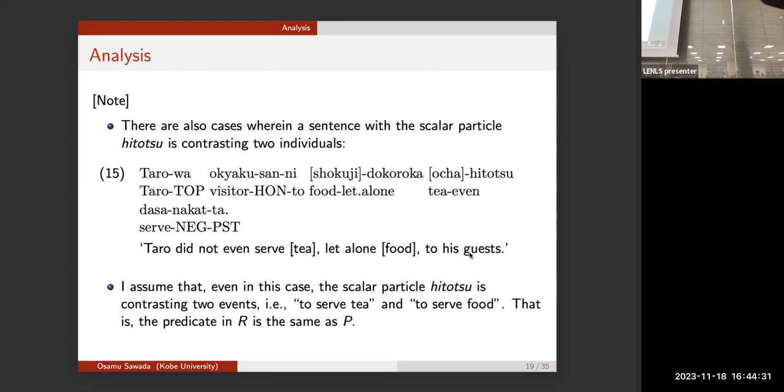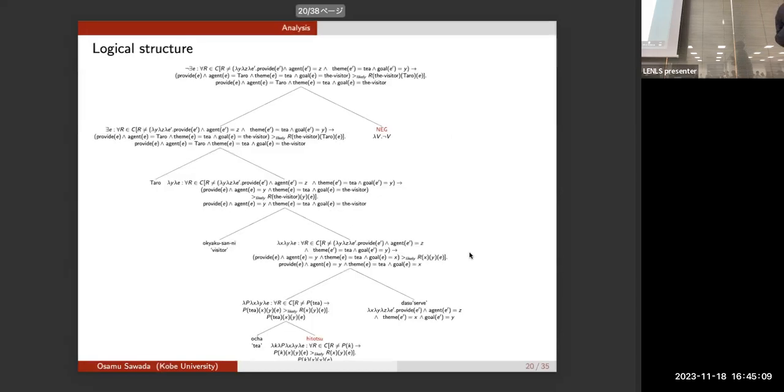Of course, there are cases where hitotsu seems to be contrasting to the individual levels. So, for example, in 14, Taro wa okyakusan ni shokuji dokoro ka ocha odasu, ocha hitotsu dasanakatta. Okay. Taro didn't even serve tea, let alone food. So here it seems there is a contrast between tea and food, but still I consider that in this case, there is a contrast between two events, like to serve tea and to serve food, contrasting event kinds.